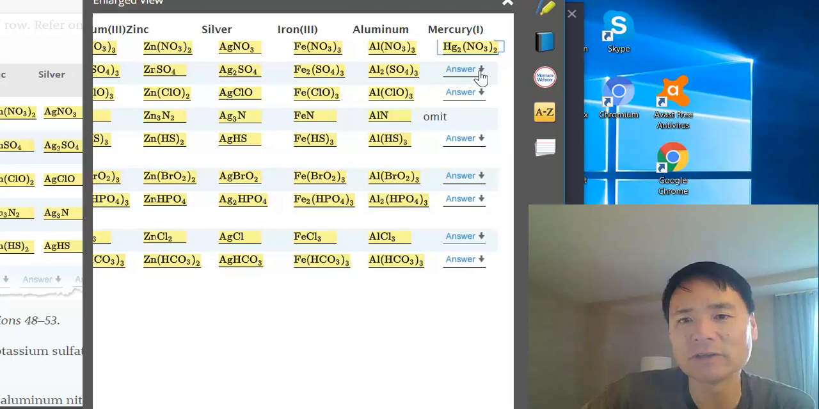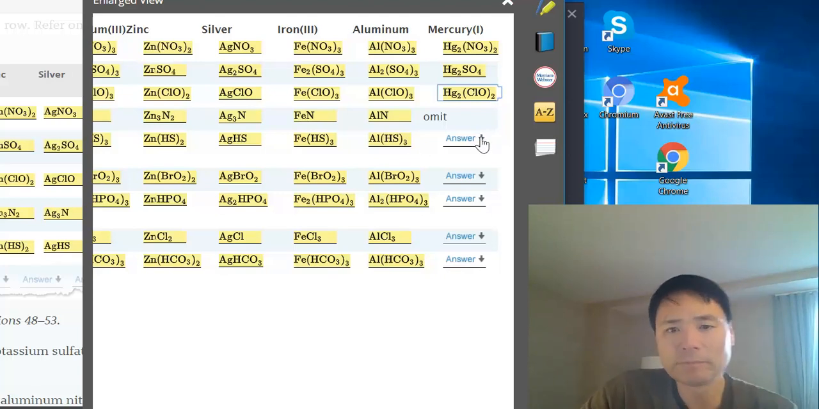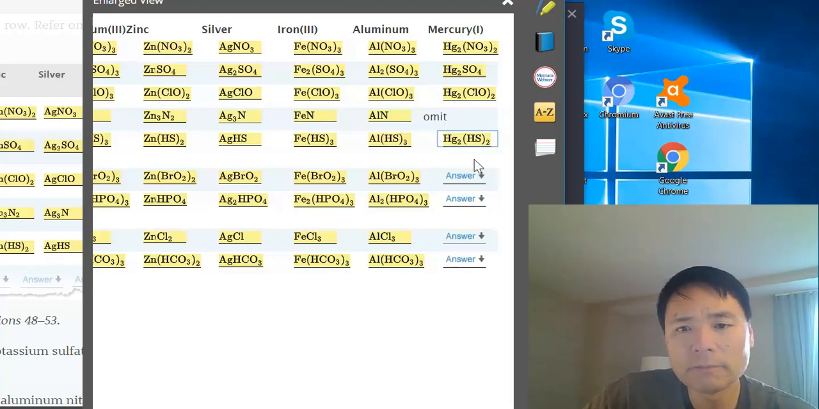Okay, here, sulfate is a 2 minus, so it'd just be Hg2SO4. Hypochlorite is a -1, so we'll need 2 of those. So again, it's a 2-2 ratio here, which can't be simplified. Here, HS is -1, so it's going to be 2 HS's, like that, for every Hg2. Hg2 again is fixed. For every Hg2, we're going to need 2 bromides.